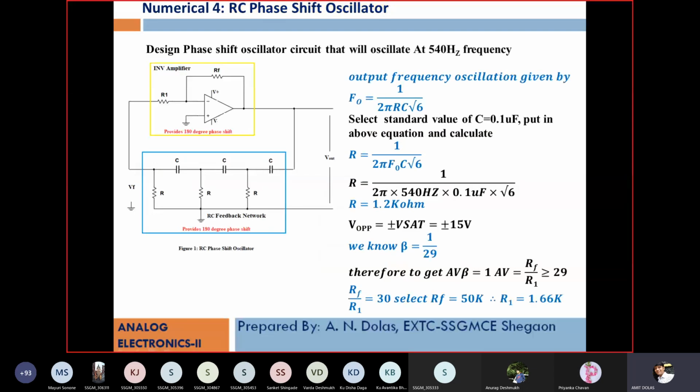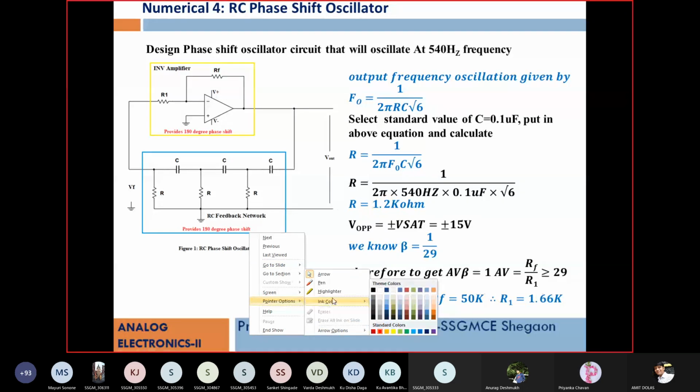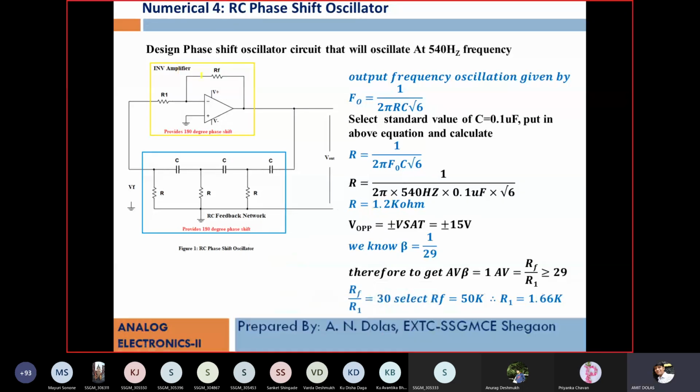So here again the circuit diagram is shown, wherein this is the inverting amplifier. As we know Barkhausen's criteria, a 180-degree phase shift must be provided by the amplifier. So in the inverting amplifier, if the input is negative, the output will be positive, so a 180-degree phase shift is provided. Or if the input is positive, the output end will be negative.